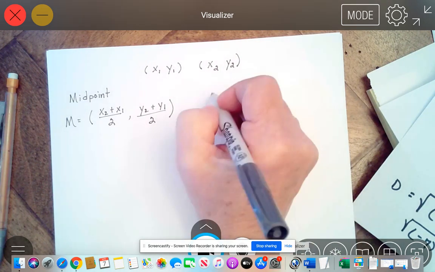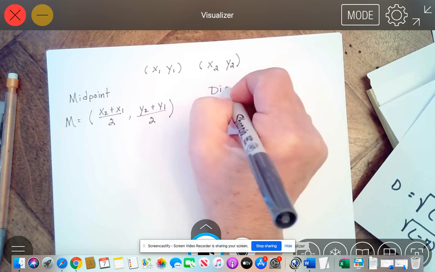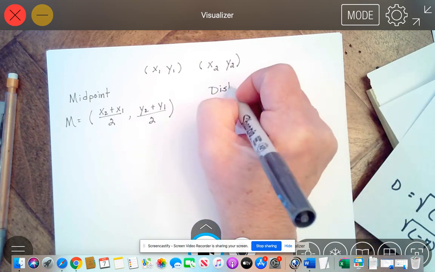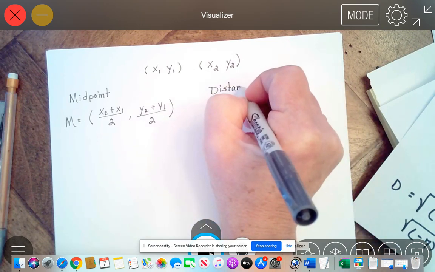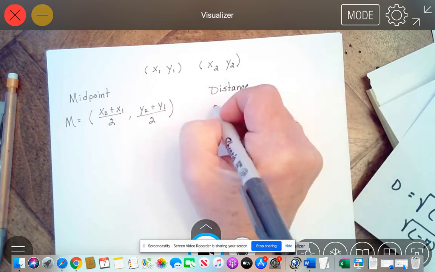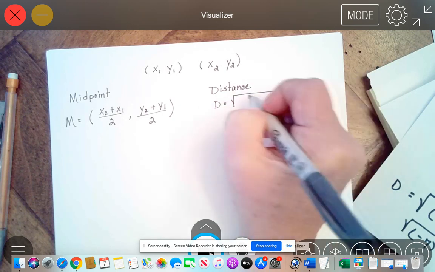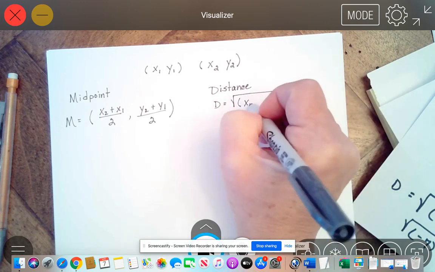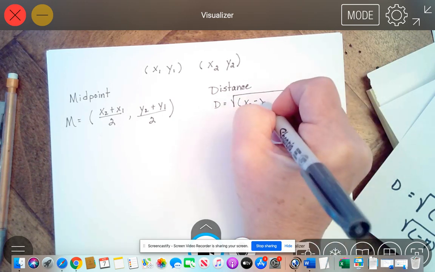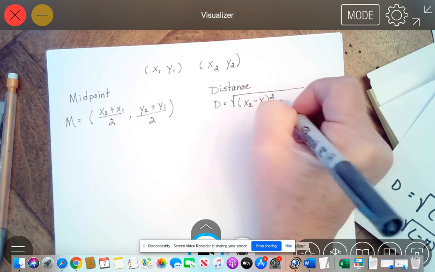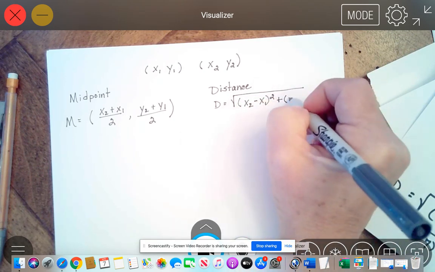Now, the distance is a little more complicated, but with Desmos, we can just put it in. We can just put it in our calculator in Desmos and get that. It is the square root of the difference in the x value squared, and I'm going to add to that the difference in the y value squared.